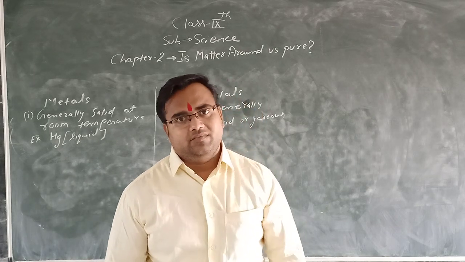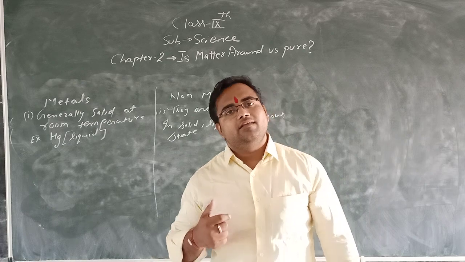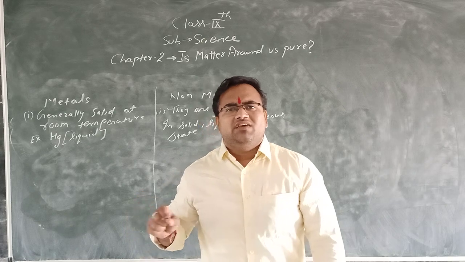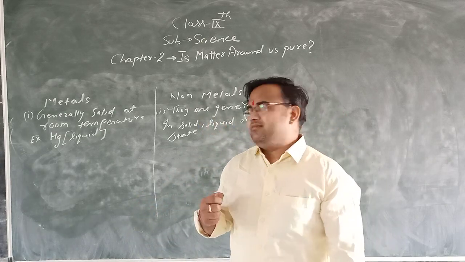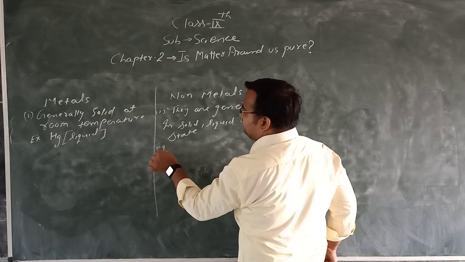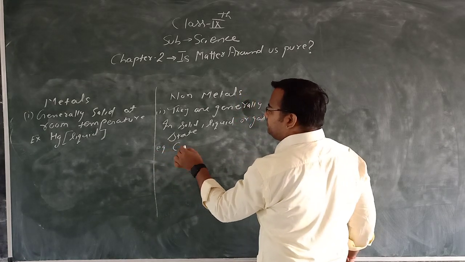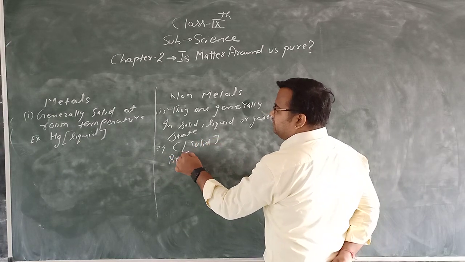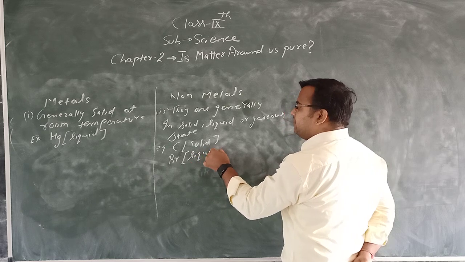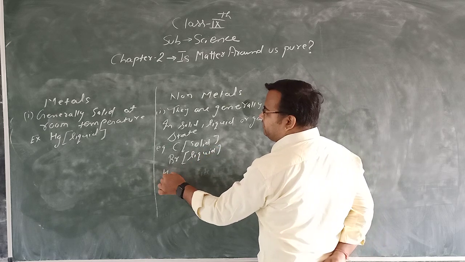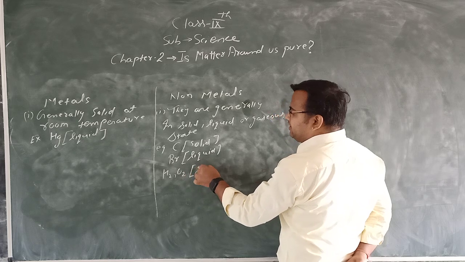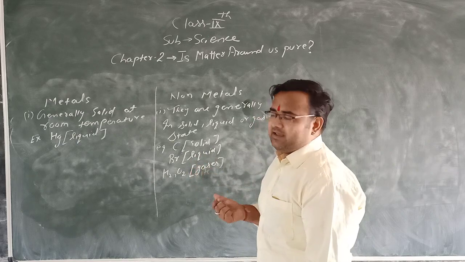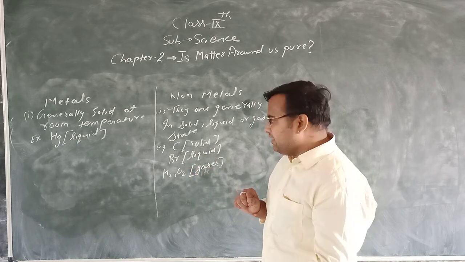For example, carbon. Carbon is a non-metal. It is solid. Bromine is liquid. And for example, oxygen and hydrogen, they are gases. We can write the example: carbon is solid at room temperature, bromine is liquid at room temperature, and the gases like hydrogen and oxygen are gases. So non-metals can be solid, liquid or gases at room temperature. Clear?